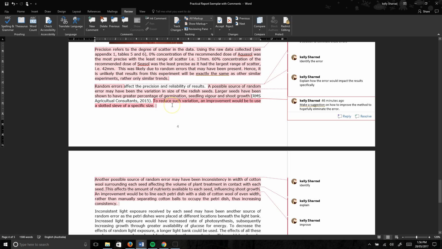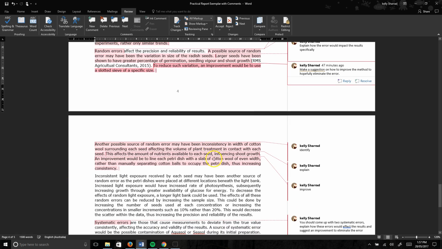Now the student has then gone on to suggest an improvement to the method that will hopefully eliminate or reduce the error. She's suggested that to reduce the variation, an improvement would be to use a slotted sieve of a specific size. That would mean that when you sieve your seeds, only a certain size seed will be able to pass through the sieve, and therefore the sizes of the seeds should all be roughly the same, so that we're just looking at the concentration of fertilizer on shoot growth. Okay? And I've identified another one here.